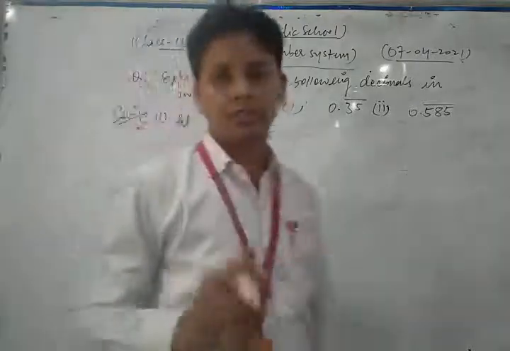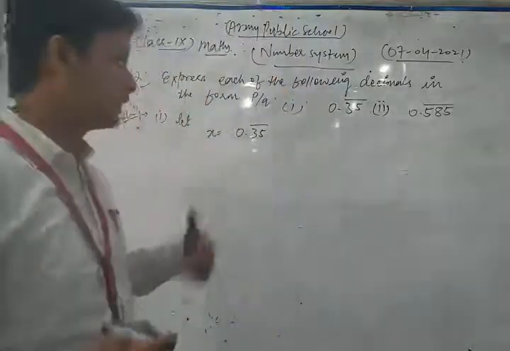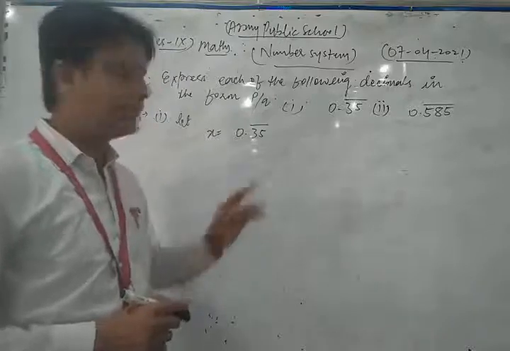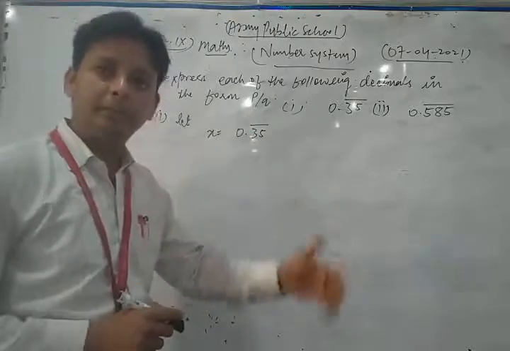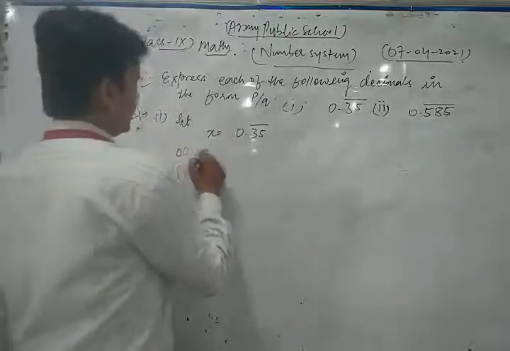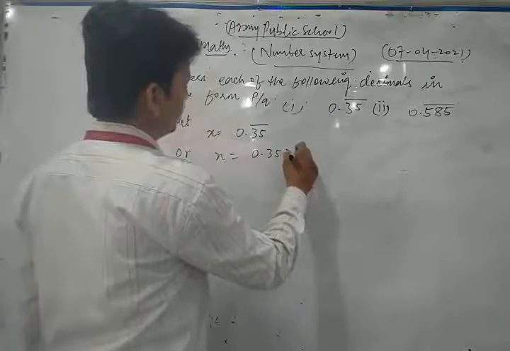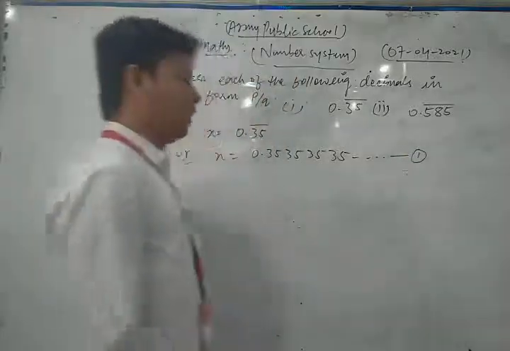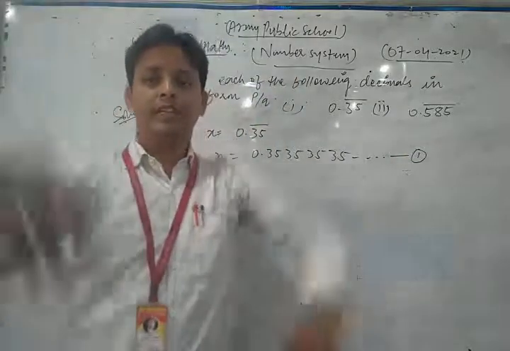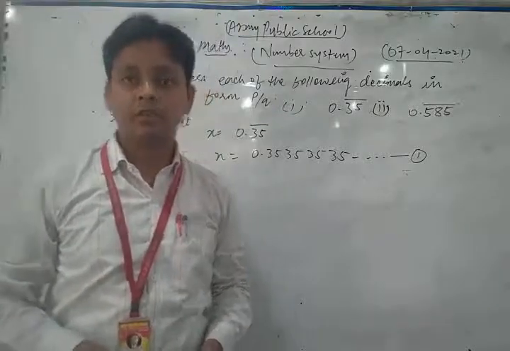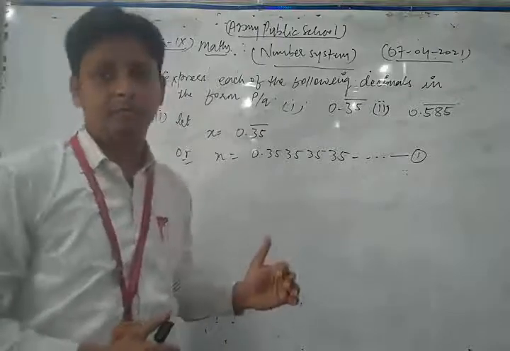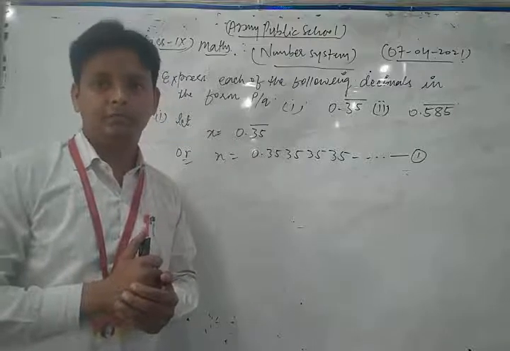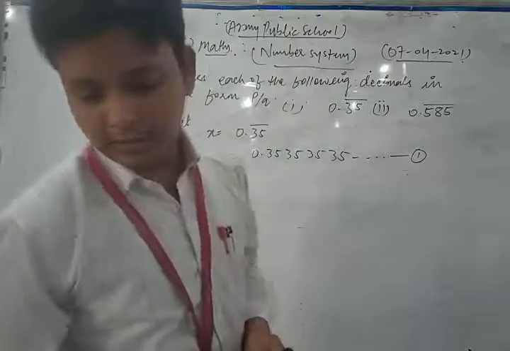This is our first step for solving the equation. In the next step, we remove the bar. The bar represents that the number 35 is repeating many times. So we can write x equals 0.35353535 and so on. We take this as equation 1. Now, in the next step, we observe how many digits are repeated.